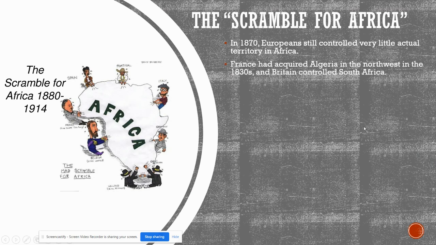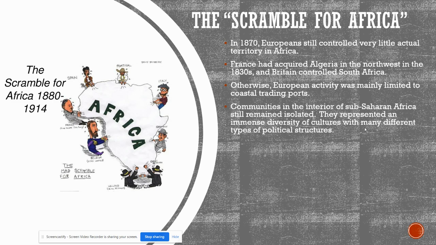So, scramble for Africa. In the 1870s, Europeans still controlled very little actual territory in Africa. France had acquired Algeria in the northwest area, and Britain controlled South Africa. Otherwise, European activity was mainly limited to coastal cities and trading ports and things like that.